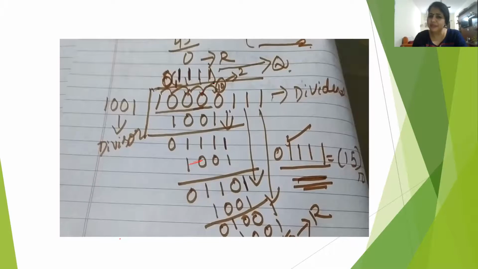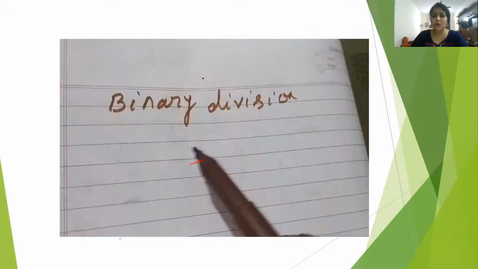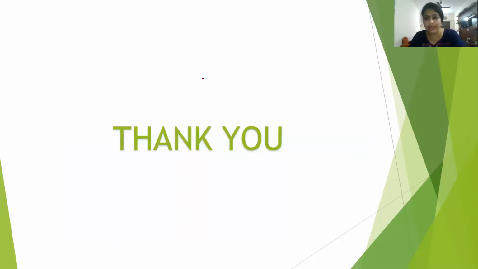Then again it is given to the next column, so it became 1 and it is 2. So from 2 we subtract the 1, then 1 remains. It is 1 1 1, and according to this way we have to do it. Okay, now I hope all of you understood what binary division is.